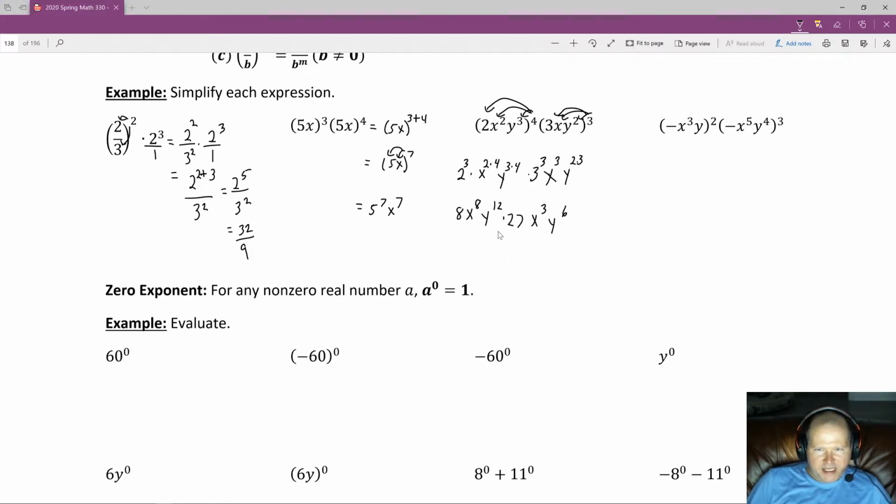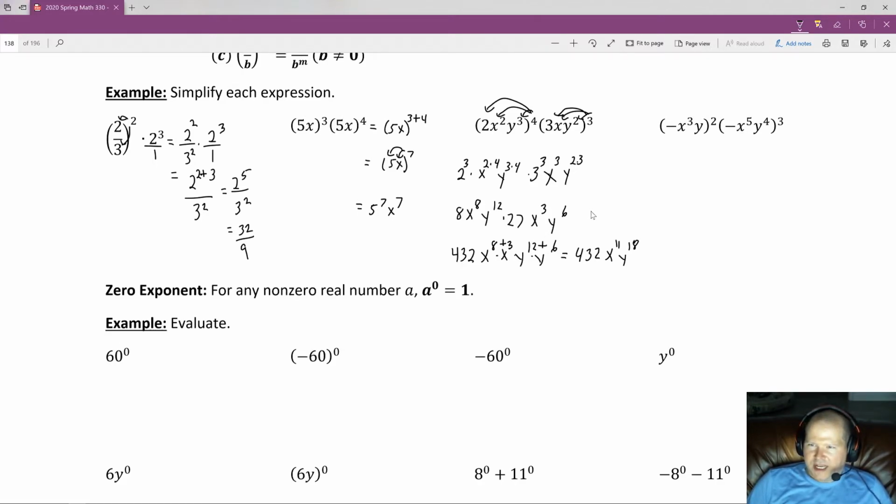So this would give me 8 times 27, which is 432. And then we have x to the 8th times x to the 3rd times y to the 12th times y to the 6th. So in both of these cases, we have x to the 8th times x to the 3rd, so we add the 8 and the 3 together and get 11. We have y to the 12th times y to the 6th, so we say 12 plus 6 gives me an 18. So the final simplification is 432 x to the 11th, y to the 18th.